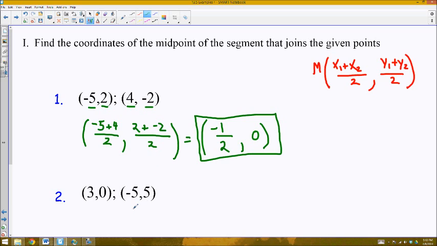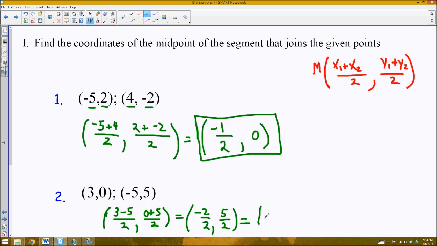Scrolling down to my other example, if I use this same midpoint formula, I'll have the average of my X, which is 3 plus -5, or I could just write that as -5, over 2, and 0 plus 5 over 2, which simplifies to -2 over 2, and 5 over 2, or more simply, -1 and 5/2.